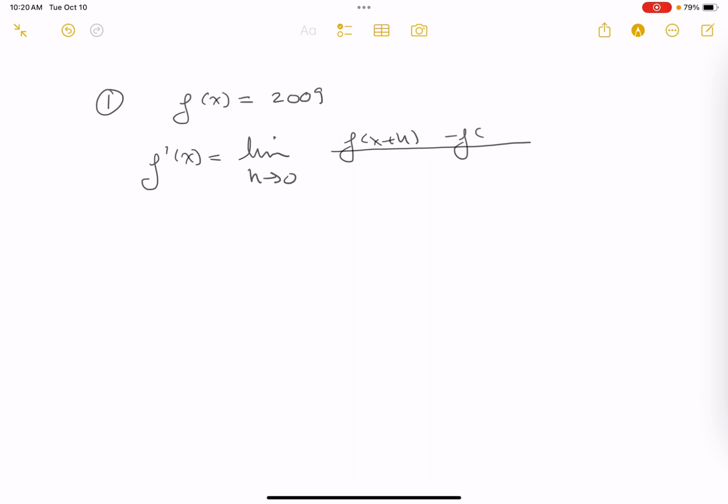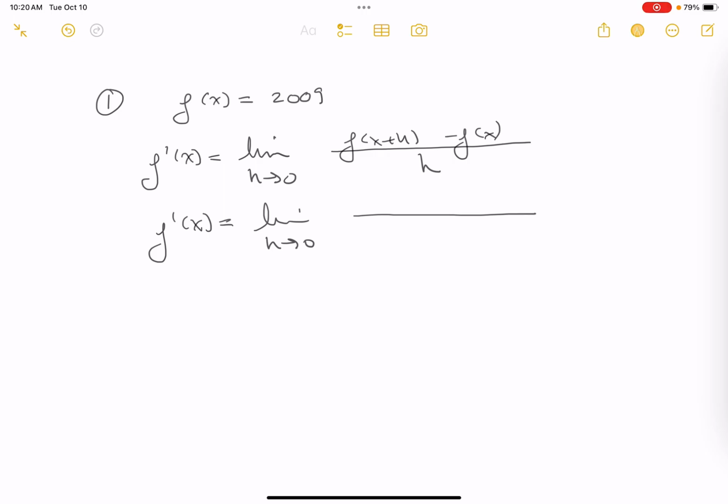It says that f of x equals 2009. By the way, the reason he's using 2009 is that this dates back to 2009. There's 100 examples on the derivative. He says use the definition. Well, let's write that down. So f prime of x equals the limit as h goes to 0 of f of x plus h minus f of x over h.